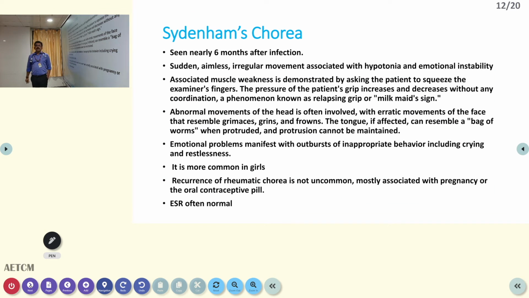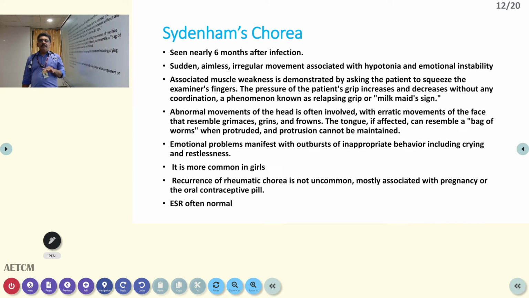Now Sydenham chorea, that is another thing seen nearly 6 months after infection. Sudden aimless irregular movement associated with hypotonia and emotional instability. That is very important. Tone is low, patient is having altered behavior and sudden aimless irregular movement. You cannot repeat the same movement after some time. So that is very important. This is called Sydenham chorea, or sometimes this is described by many examiners as bag of worms. So that is very important. That is mainly seen in the tongue.